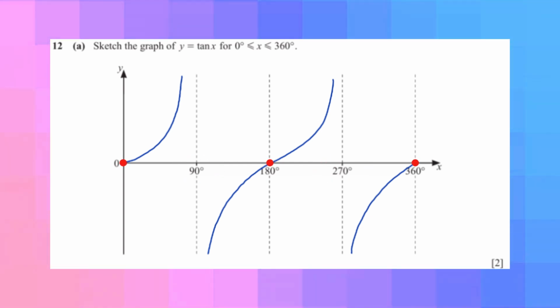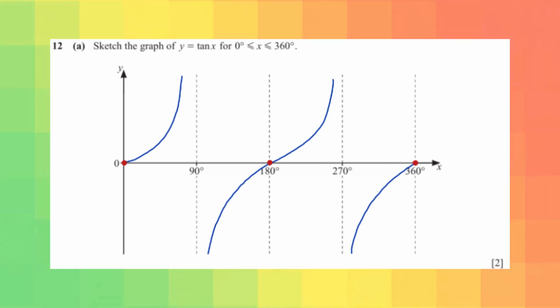Now, I've marked the coordinate points we found in red color here. All we have to do now is to sketch the graph of y equals the tangent of x going through these points while approaching the asymptotes and not touching them. So the graph I'm showing you here is the answer.